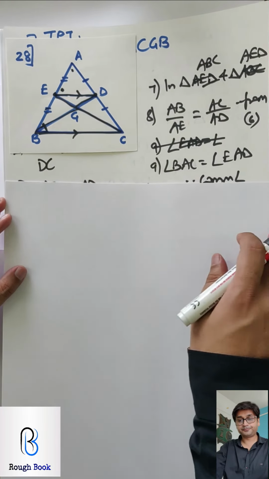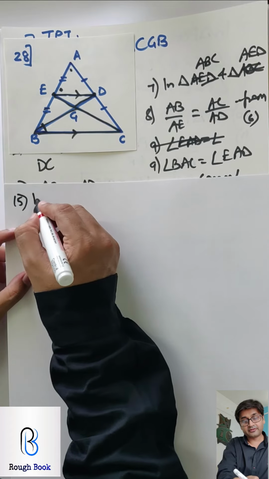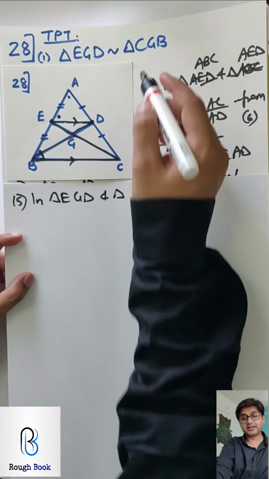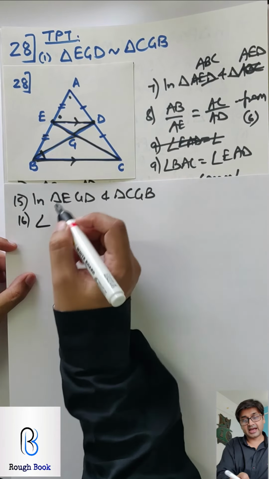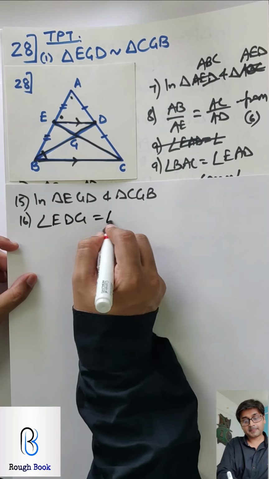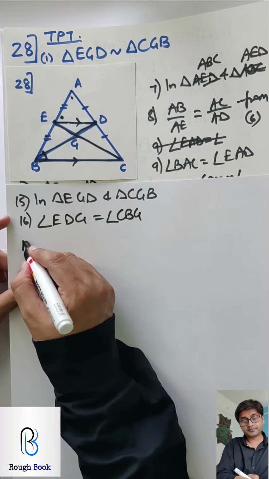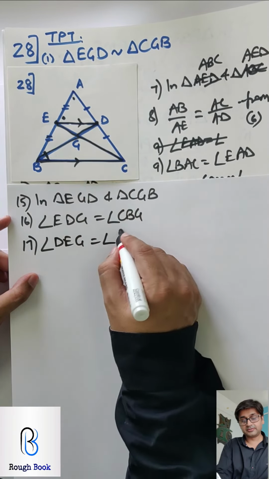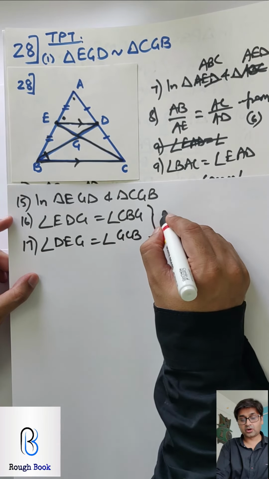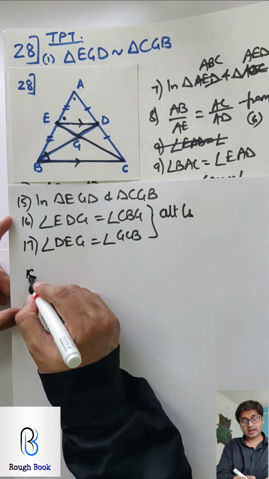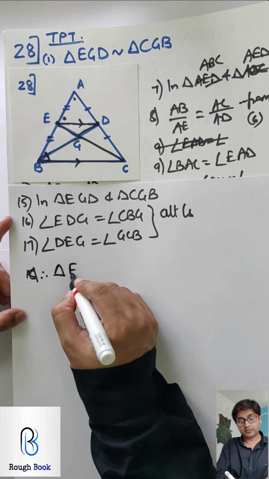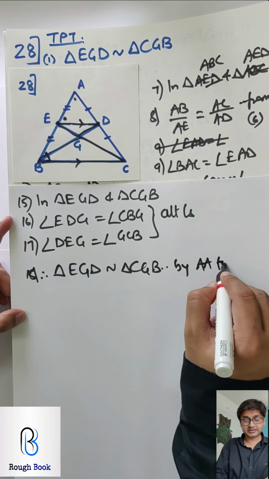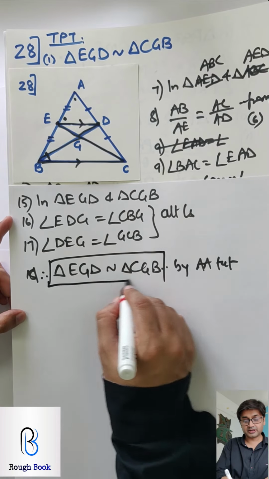So step number 15. So let's write it. 15, in triangle EGD and triangle CGB. I will say angle EDG equals CBG. Angle DEG equals GCB. Both will be called alternate angles, and therefore you can also use vertically opposite, no problem, whatever you wish. Triangle EGD similar to CGB by AA test. So finally we managed to prove these two similar.